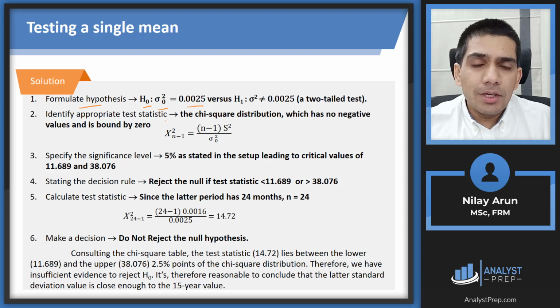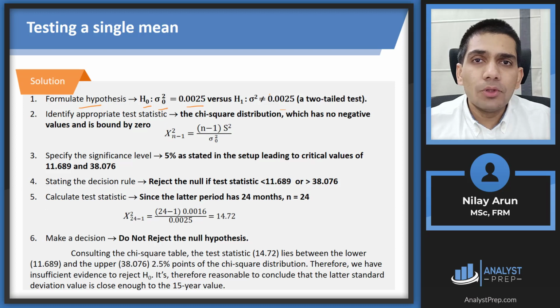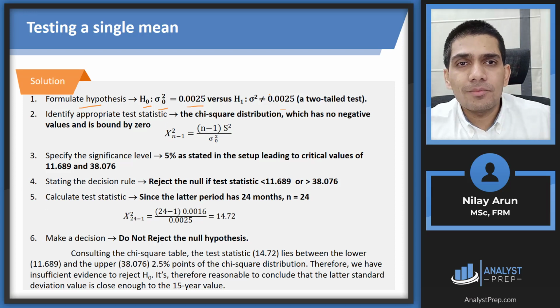So our null hypothesis is that your variance is equal to 0.0025 versus what will be the alternative hypothesis? If we have equality in the null, then you should have inequality in the alternative. That means your variance is not equal to 0.0025. That means it could be more or it could be less than this value. That should tell you that we are dealing with a two-tailed test because we are looking at a higher as well as the lower side. So we are looking at both the tails of the distribution. So it's a two-tailed test that we are going to run.